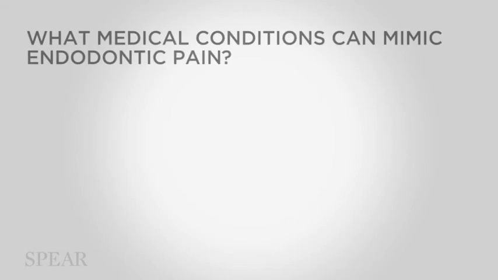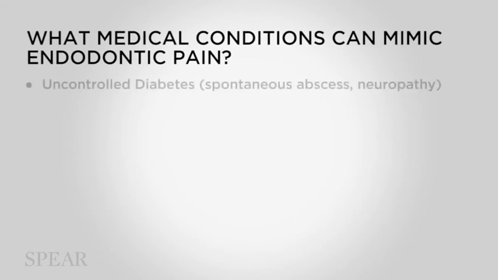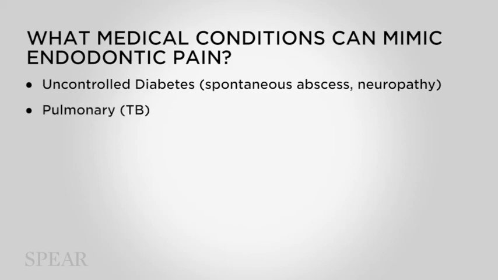Other conditions that I could name for you: uncontrolled diabetics have been known, because of their compromised immune system, to break out in spontaneous abscesses in the oral area. So being aware of the patient's history in that sense would be helpful. Patients that have pulmonary diseases such as tuberculosis may end up having lymphadenopathy that you test and would mistakenly attribute to a tooth that may not be the source. So understanding all of these things is important.